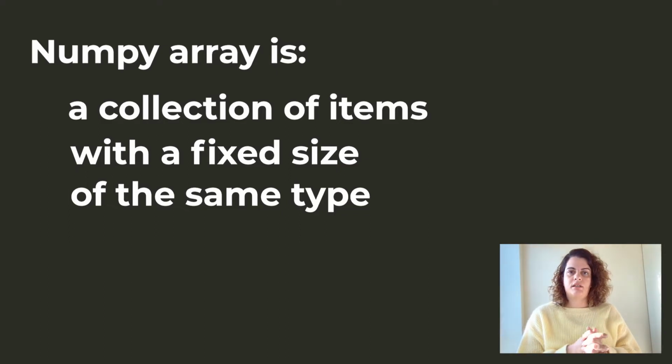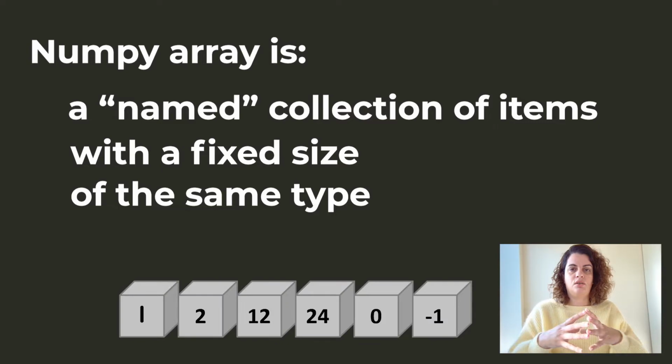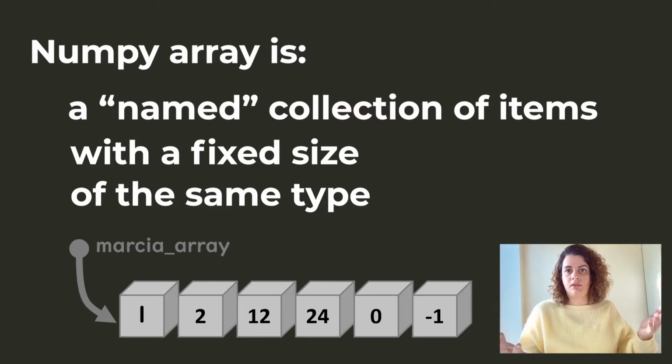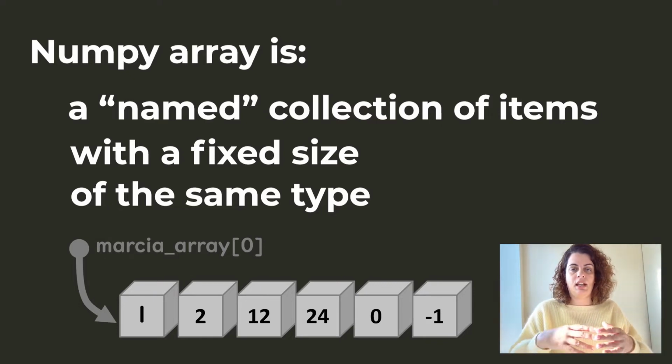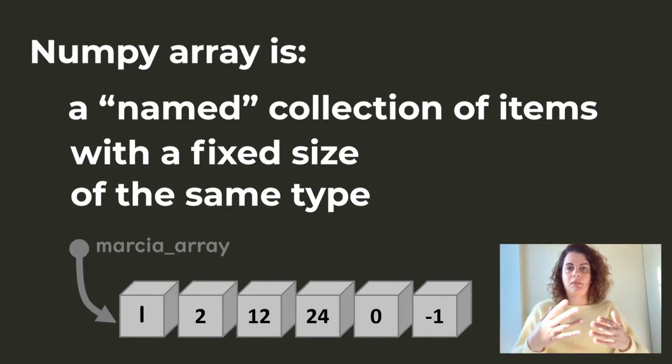Another thing is that arrays are named collections. What does that mean? It means that you create an array with elements inside of it, and then you give a name to it, a variable that holds the location in memory of that array. Using that name, which can be any name that you want to give to the array, as long as it doesn't conflict with others, you can index the array, get elements from the array, and make operations with the array. That's why we say that the array is a named collection.